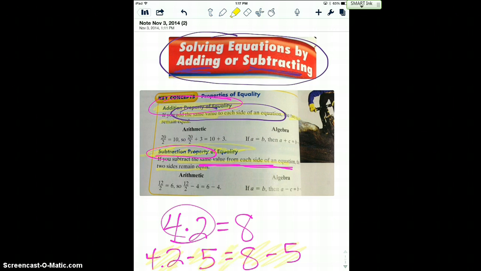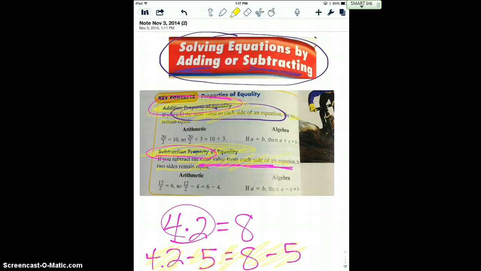So by the subtraction property of equality and the addition property of equality, we can solve equations with variables in them. Because we know if we add or subtract the same value on each side of an equation, the equation is going to remain true.